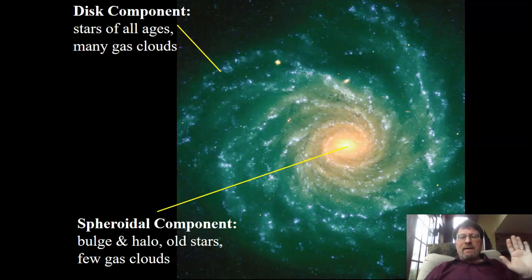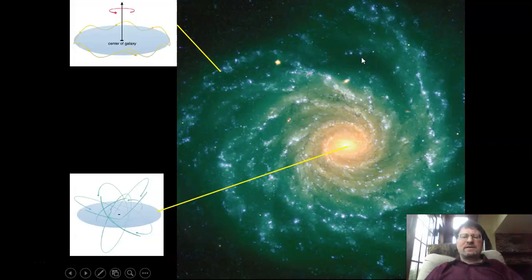Here's another image, but now face-on, of a spiral galaxy. And one thing to notice here is that these stars here in the center are yellow and orangish, and towards the outside they're bluish-white. And in fact, another thing to note about these is that the motions of these stars is going to be different. These disk component stars, they're just going to be bobbing up and down as they orbit more or less circularly around the center of the galaxy.